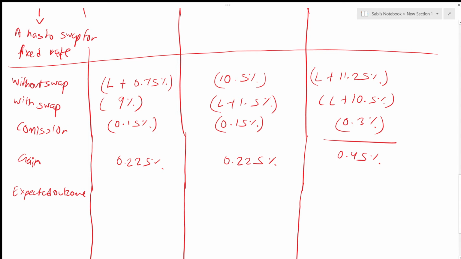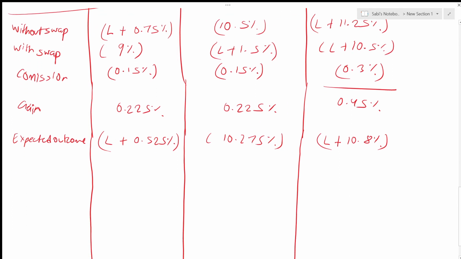right? So expected outcome is your without swap minus gain. So L plus 0.75 minus 0.225, and here the expected outcome will be 10.275, because 10.5 minus 0.225, and if you add both you will get this, right?